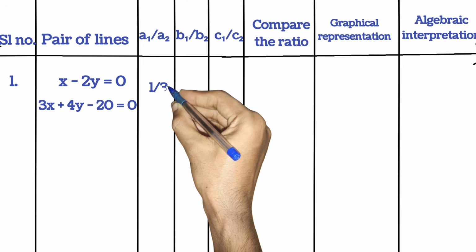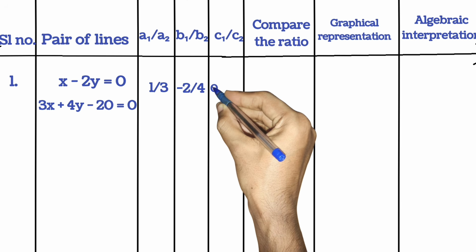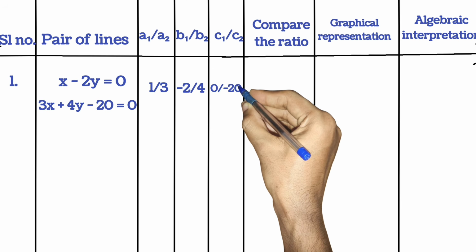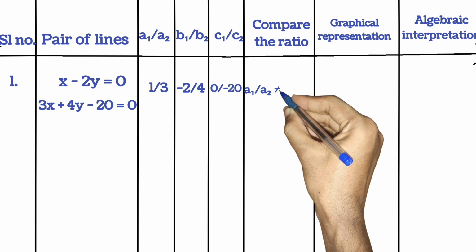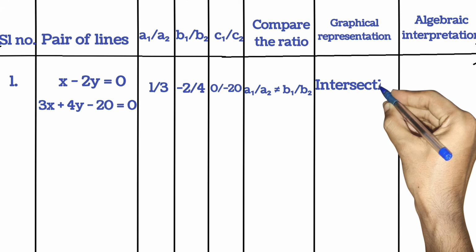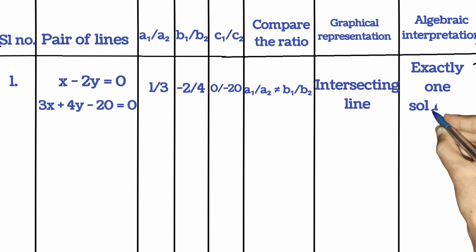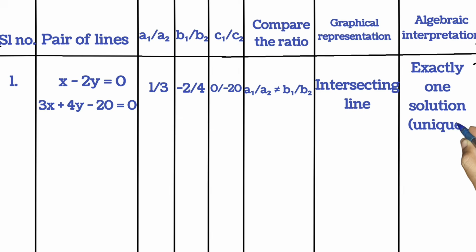Here a1 by a2 is 1 by 3, b1 by b2 is minus 2 by 4 and c1 by c2 is 0 by minus 20. After comparing the ratios, we get a1 by a2 not equal to b1 by b2. Then the graphical representation will be intersecting lines. Algebraic interpretation for the pair of equations: exactly one solution, a unique solution.